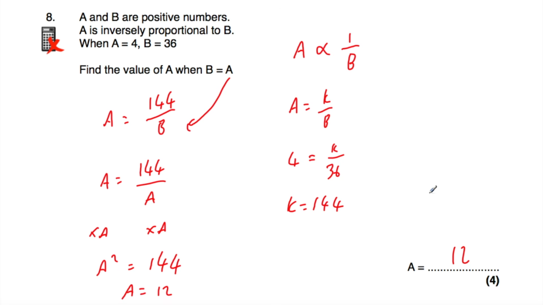And let's just check that. If we have a is equal to 144 divided by b, whenever a is equal to 12, if you solve that, you'll find that b is equal to 12 as well, and that means that b is equal to a, and that's it. Okay, let's look at our next question, question number 9.